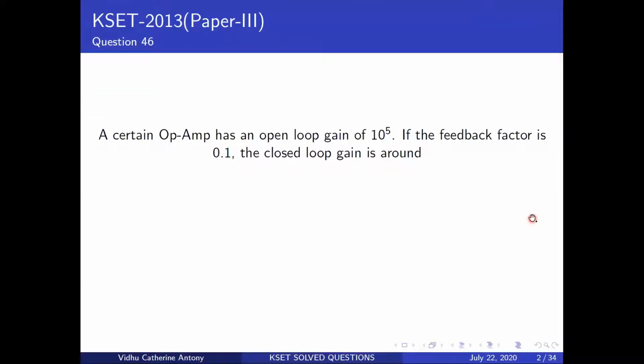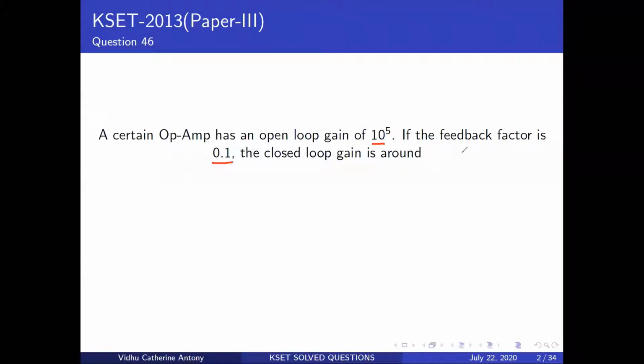Okay, so a certain op amp has an open loop gain of about 10 to the power of 5. If the feedback factor is 0.1, the closed loop gain is how much? First, you need to know the relation between your closed loop gain and the open loop gain.